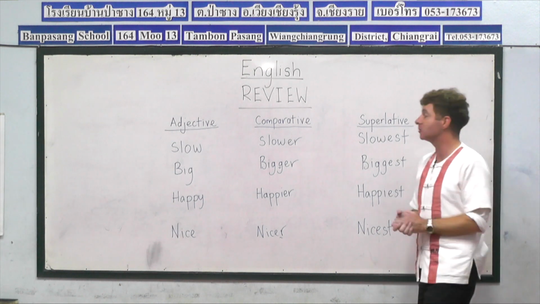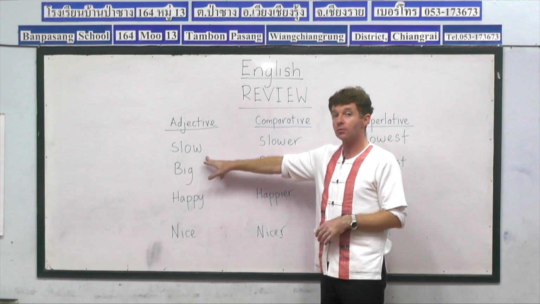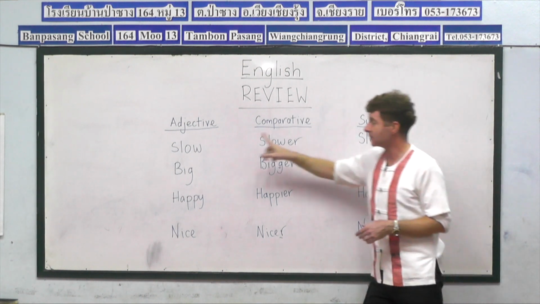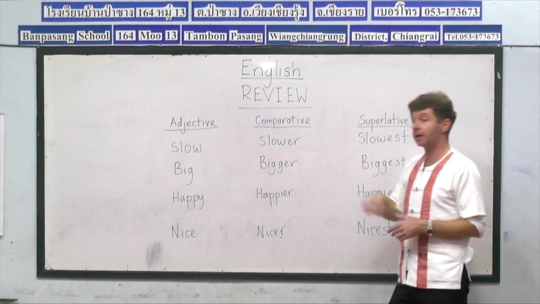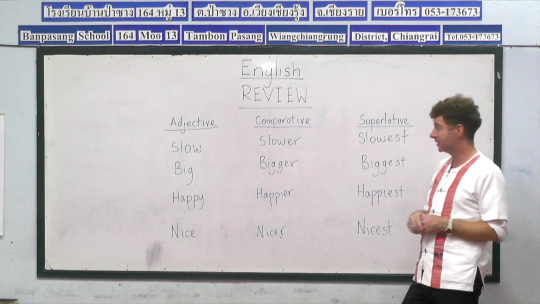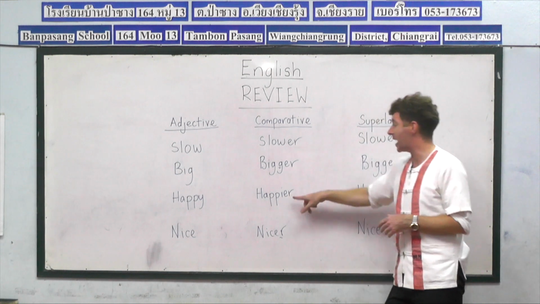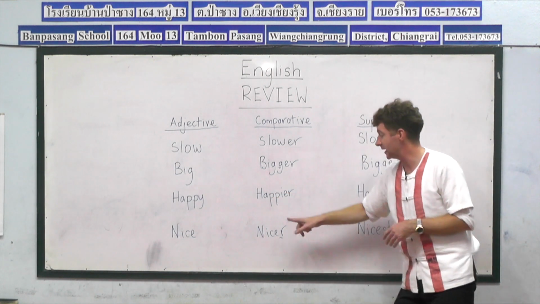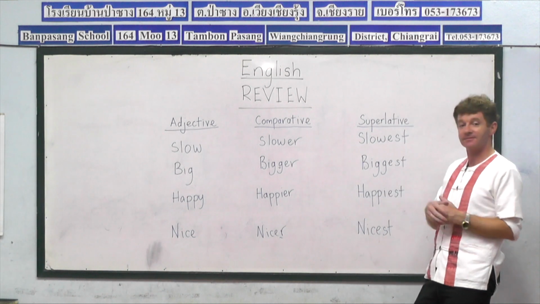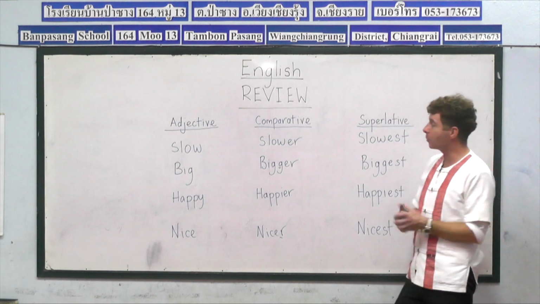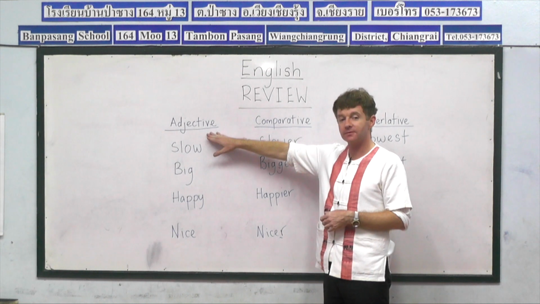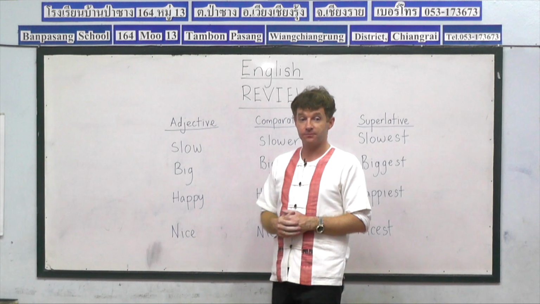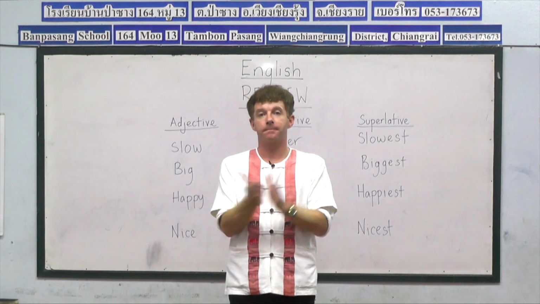So, final speaking drill, guys. Slow, slower, slowest. Big, bigger, biggest. Happy, happier, happiest. Nice, nicer, nicest. Excellent. That's how we go from adjective, comparative, superlative. Brilliant, guys. Great job.